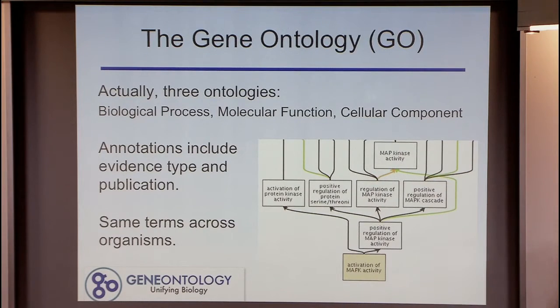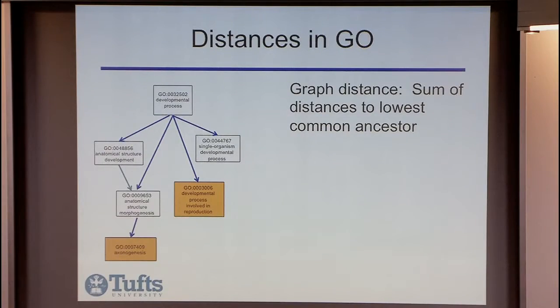So maybe you don't really want to ask whether proteins have exactly the same term. Maybe you want to look at similarity of terms. And so then we start looking at distances in the gene ontology to even talk about similarity. You could just look at distances in the graph. We have a directed acyclic graph. You can compute distance if you assume that the edges are undirected, because you're going to have to go up and down. Or maybe just the sum of distances to a common ancestor, so from a common ancestor.